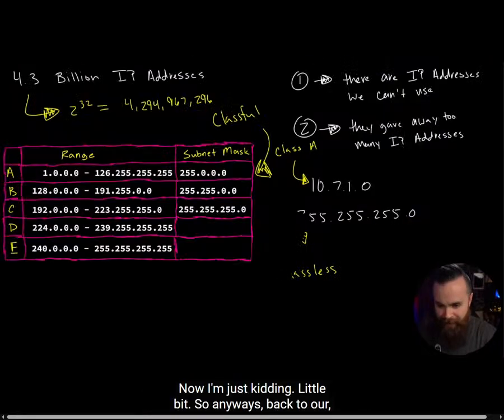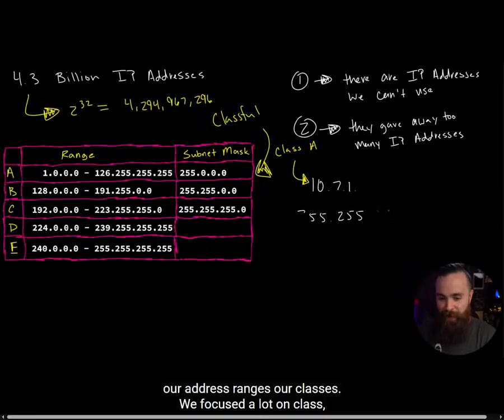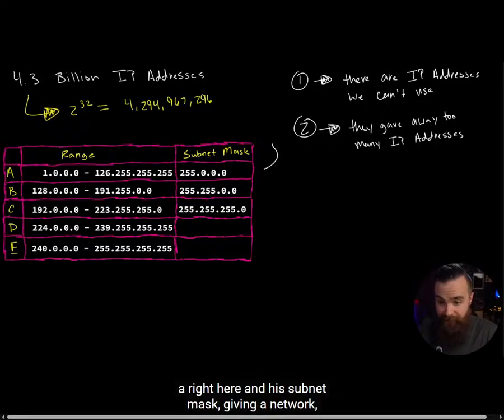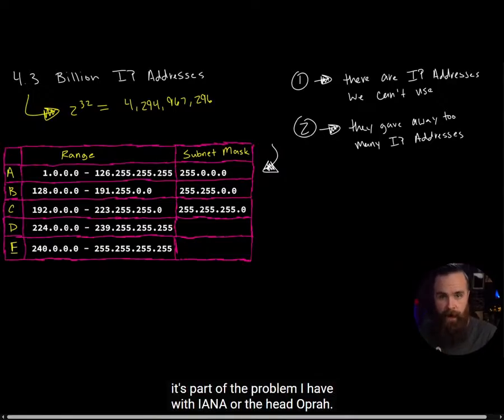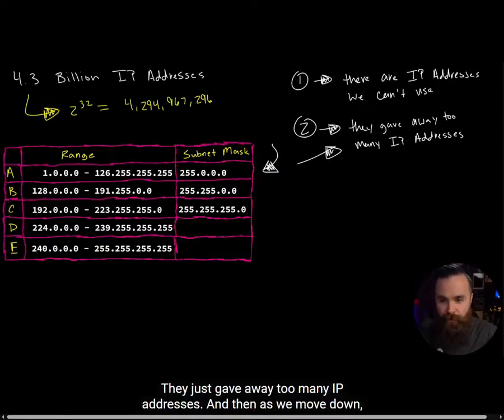So anyways, getting back to our address ranges, our classes. We focused a lot on Class A right here, and his subnet mask giving a network just a ton of IP addresses, too many. Way too many, which is, again, part of the problem I have with IANA, or the head Oprah. They just gave away too many IP addresses.